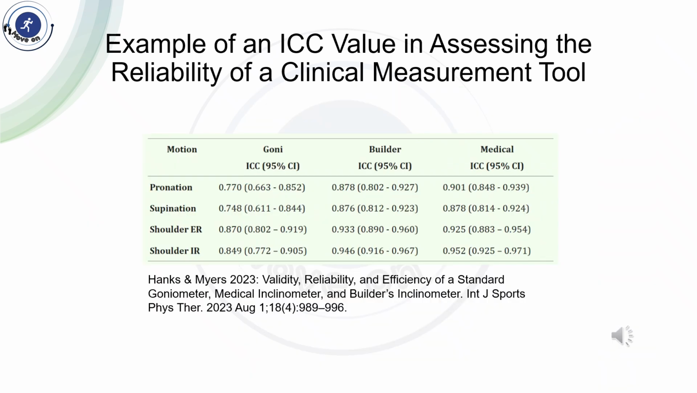The slide shows an example of results from a study comparing the tester-specific reliability of the 3 different measurement tools in measuring range of motion in different joints. The results show variation in ICC values between the 3 tools and also variation between the joints measured.